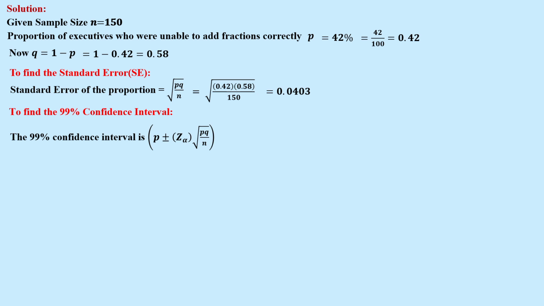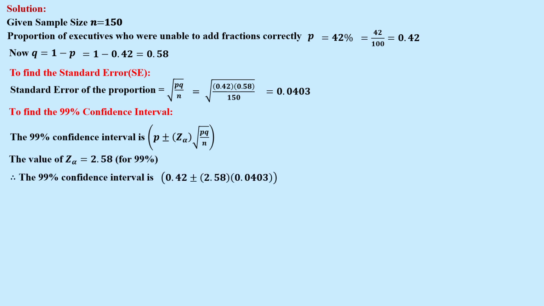To find the 99% confidence interval, the formula is P plus or minus Z alpha root of PQ by N. Here Z alpha for 99% is 2.58 from the table. Substituting these values, 0.42 plus or minus 2.58 into 0.0403. Taking the lower limit, 0.42 minus 0.104 is 0.316. Now the upper limit, 0.42 plus 0.104, is 0.524.